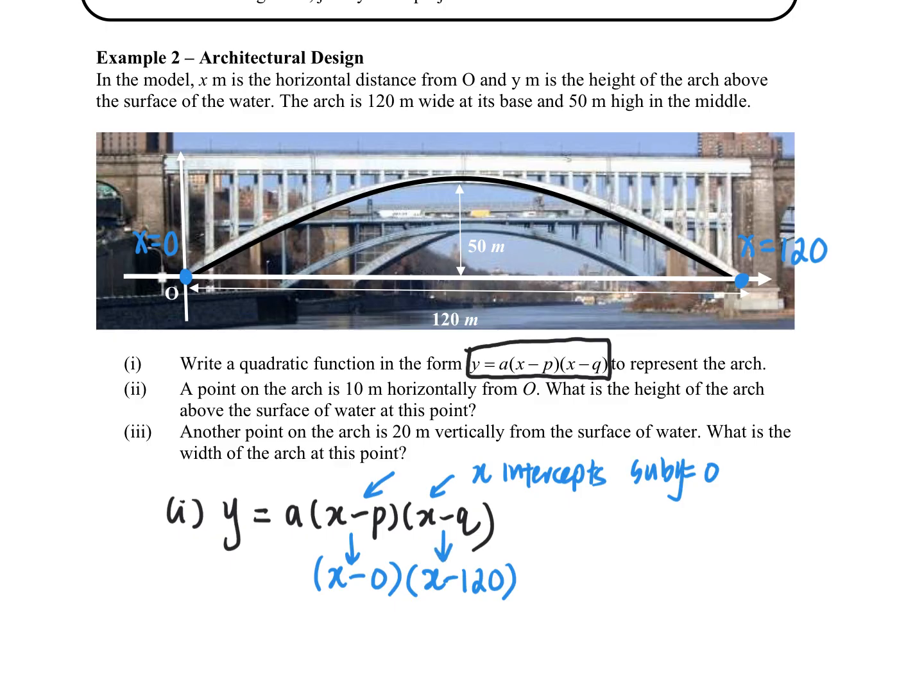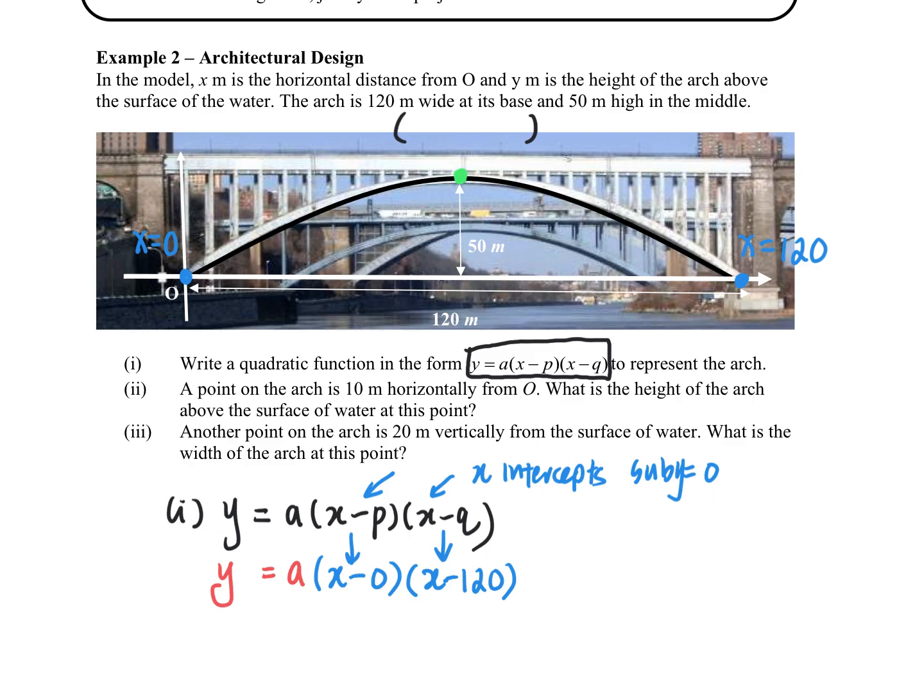But the problem now is, there is an A here that I don't know what it is. So to solve it, I need to sub in one coordinate. You can pick a point from the graph that is not your x-intercept. So what is the one point that they give you other than the x-intercept? Here. Do you know the coordinate of this point? What is it?